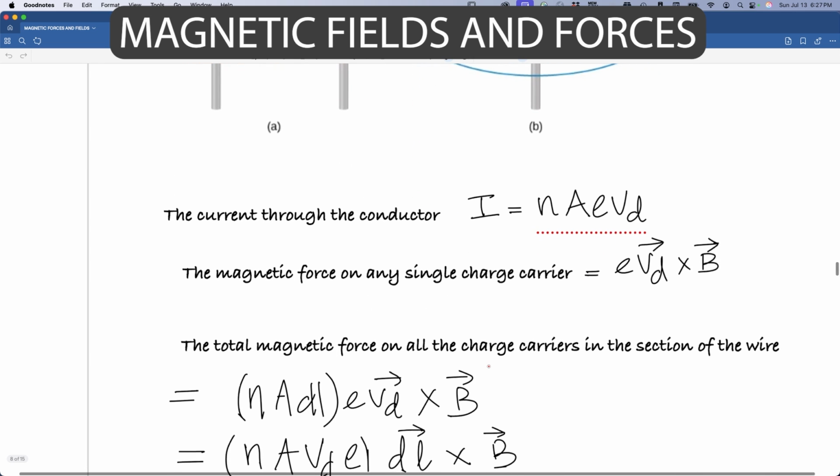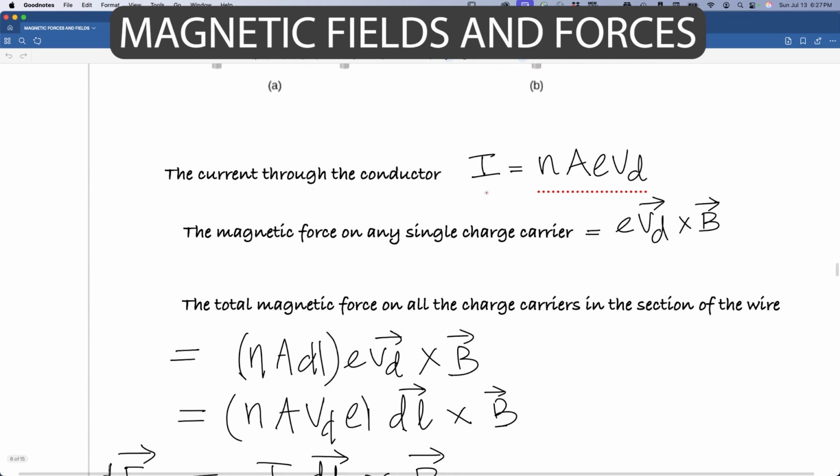To do that, you have to remember that the current through a conductor is given by this formula. Let me explain the terms. Current, this is the number of electrons in 1 meter cube. This is the area of cross-section of the conductor. This is the conductor we're looking at. This is the area of cross-section. This is the charge of the electron. This is what's called the drift velocity, which is the velocity of the electrons. Okay? So the number of electrons in 1 meter cube, the area of cross-section, the charge of the electron, and the velocity of the electron determines the current.